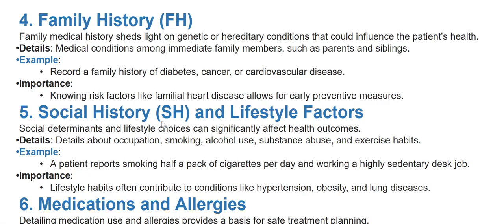Social history, SH, and lifestyle factors. Social determinants and lifestyle choices can significantly affect health outcomes. Details about occupation, smoking, alcohol use, substance abuse, and exercise habits. Example: a patient reports smoking half a pack of cigarettes per day and working a highly sedentary desk job. Importance here: lifestyle habits often contribute to conditions like hypertension, obesity, and lung diseases.